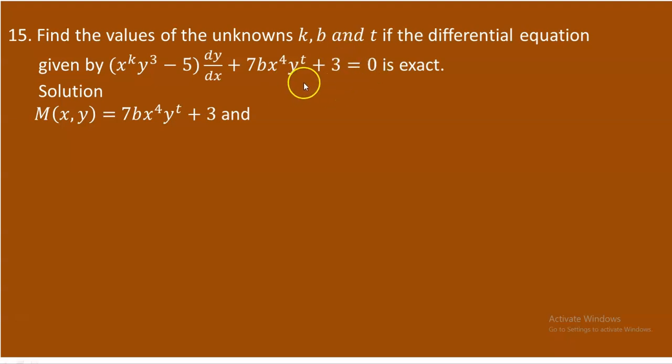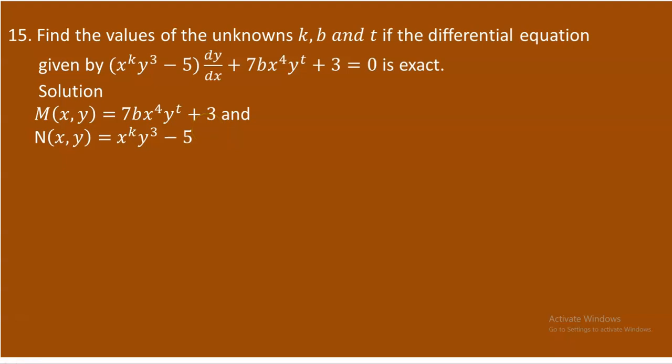So your M is going to be 7b x to the power of 4 y to the power of t plus 3, because as we have done before, M is nothing but the coefficient of dx. So the coefficient of dx is 7b x to the power of 4 y to the power of t plus 3. What about your N, students? Your N is nothing but the coefficient of dy. So clearly the coefficient of dy is this one, x to the power of k y cubed minus 5. So N is obtained to be this.